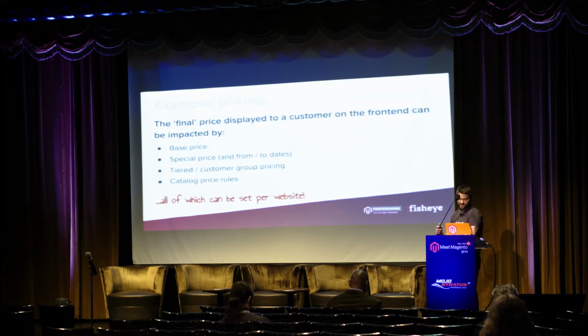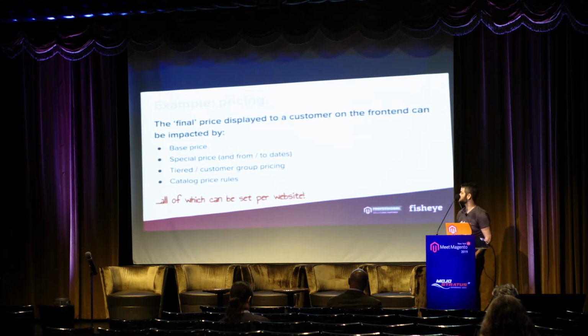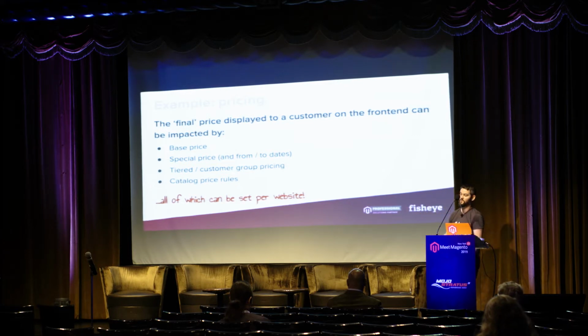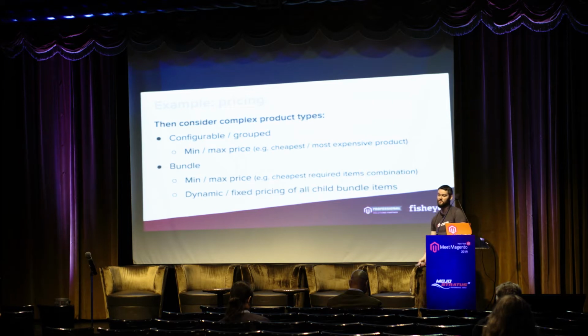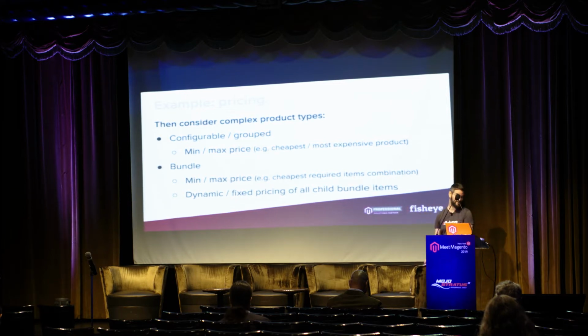Let's dig a little deeper into pricing as an example. When you're looking at a product on the front end, all that really matters to the customer is that they see the final price in most cases. But that can be impacted by the base price, if there's a special price, whether that special price has a start and end date. There could be tiered pricing, customer group pricing. You might have catalog price rules. There are many things that can impact what price is shown. All of those things can also be set per website. And then consider more complex product types: configurable, grouped, bundles. These all have minimum and maximum prices that need to be calculated too. So without indexing that data, there are expensive queries and on-the-fly calculations.